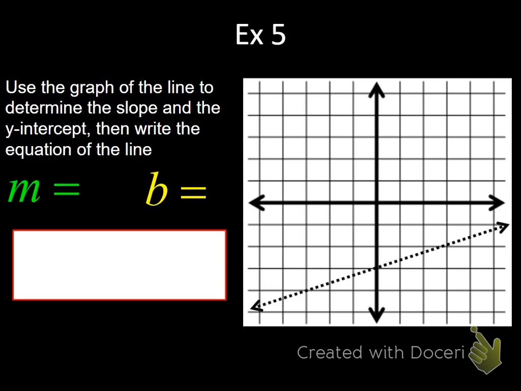Okay, Hannah, what do I find first? Go down 3. Okay, and that's going to represent my y-intercept, that's the -3. Then what? And up 1 over 3. And that's going to represent my slope. And then in slope-intercept form, y equals 1 over 3x plus -3. Nice. Questions? No?